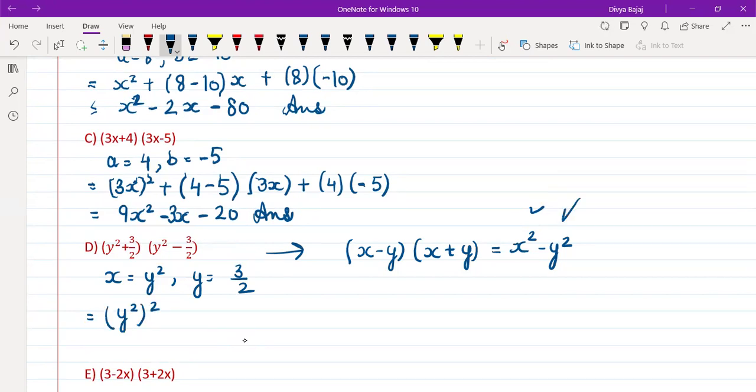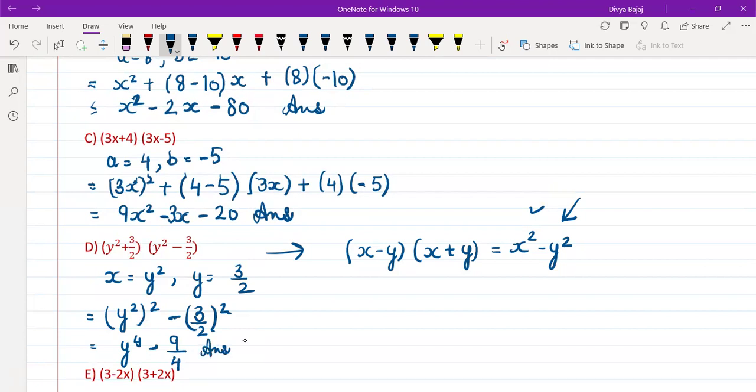This is our identity, same, minus the second term, which is y. In the question, the y is 3 by 2, so I will do the square of my second term also. So y square of square will give us 2 2s are 4, so it will be y to the power 4, minus. Now let's do the square of the second term: 3 3s are 9 by 2 2s are 4. So this is the answer of the D part.